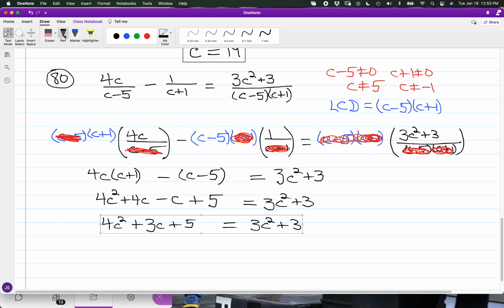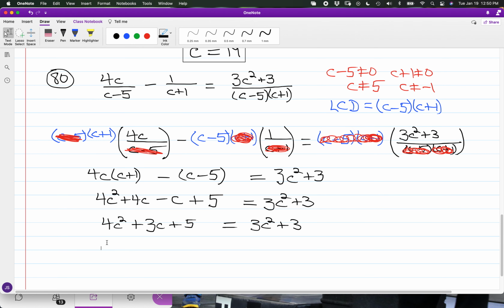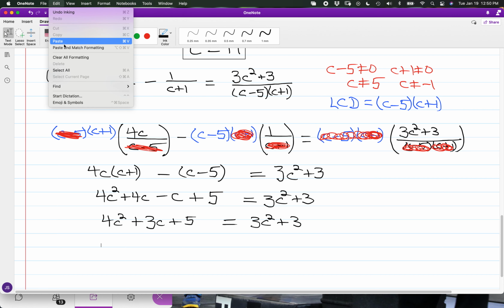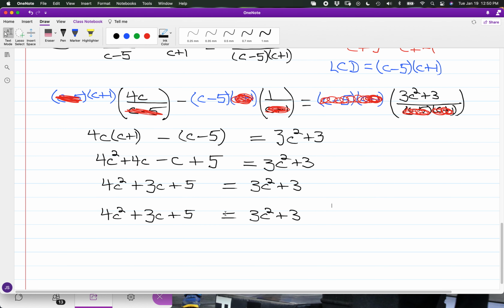Now we've got a quadratic equation, but it is not yet in standard form, so I'm going to set this equation to 0. Between the c squared terms, we have 4c squared and 3c squared, and I'll take the lesser of the two away. So we have minus 3c squared, had that part taken out, and also take out 3.